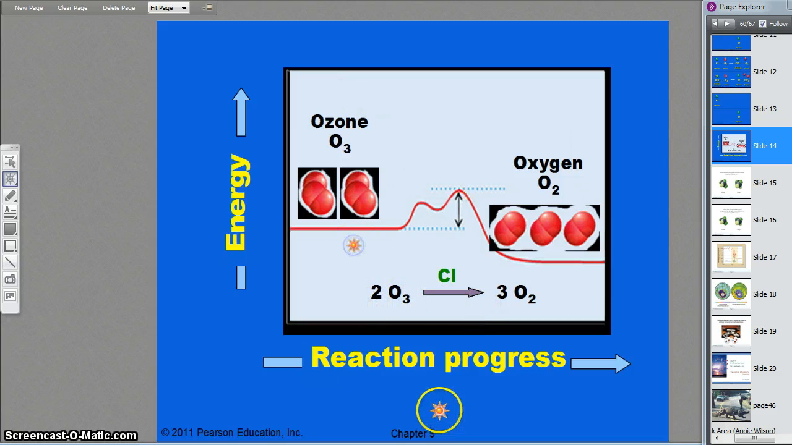So we start off with 2 ozone molecules, throw in a chlorine atom, and we're going to end up with a chlorine and 3 oxygen molecules. The chlorine does not get used up. The chlorine ends up going on its merry way and causing this to keep happening again and again and again. So the chlorine reaction has a lower activation energy, so it makes the conversion from ozone to oxygen happen more readily. It happens much faster. But we have the same amount of chlorine at the end that we had at the beginning.